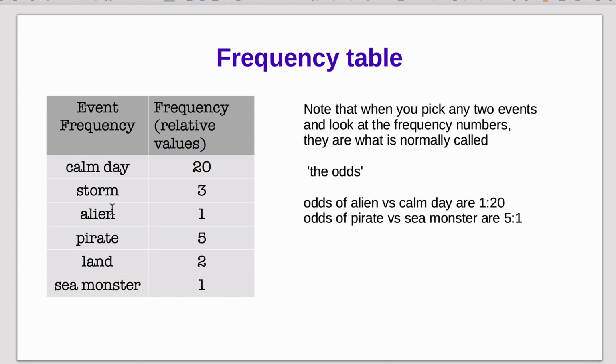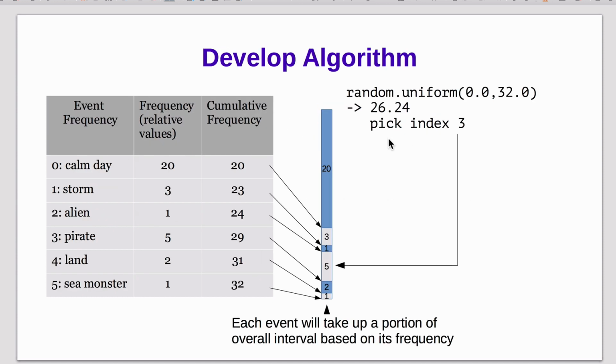If you wanted to make aliens more common, you could increase it from 1 to 2 and keep all the other numbers the same. A lot of times we call this the odds. If you look at any two, like an alien versus a calm day, the odds are 1 to 20, or a pirate versus a sea monster is odds of 5 to 1. So let's see how we would implement this.